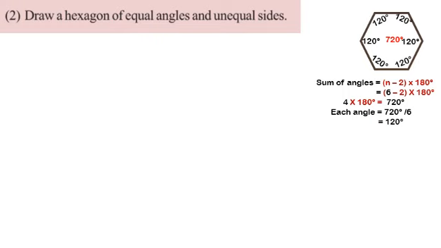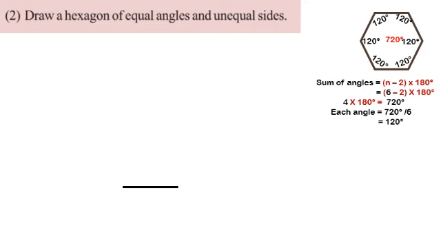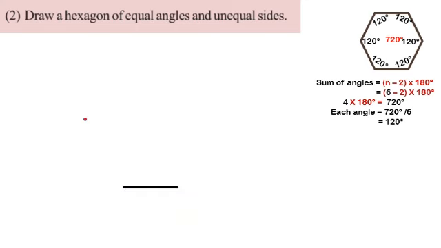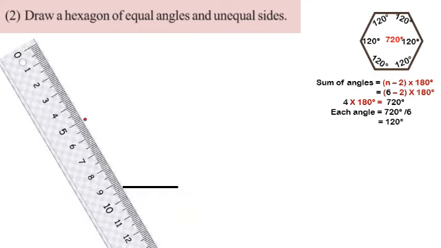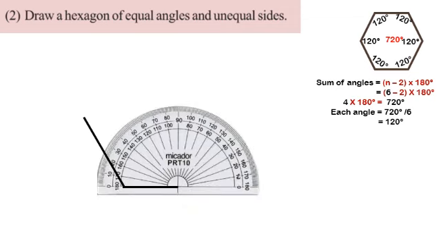Then let's start. First draw a line segment of any measure by using your ruler. Then use protractor and mark 120 degree angle from the left end of the horizontal line. Then use your ruler and draw a line towards this point. Children, here you should ensure that length of sides are not equal. Then do the same from the other end.